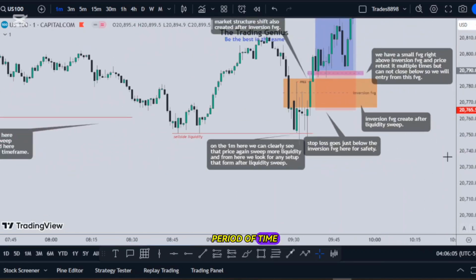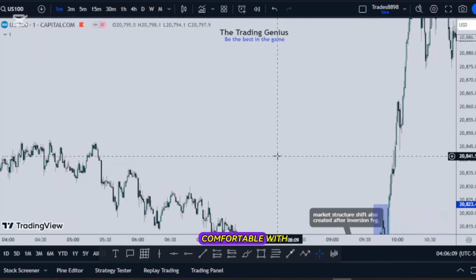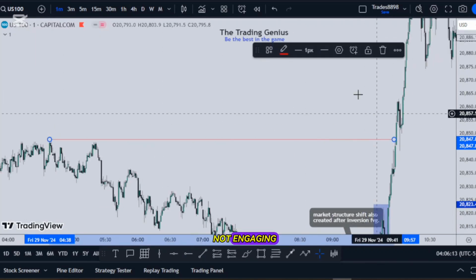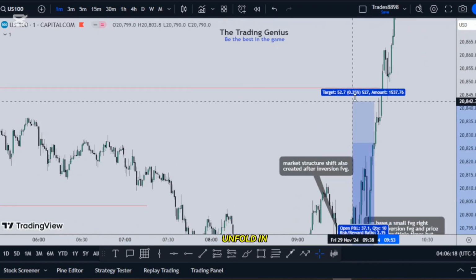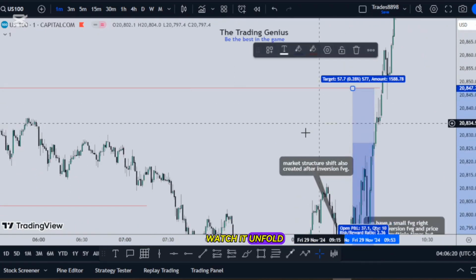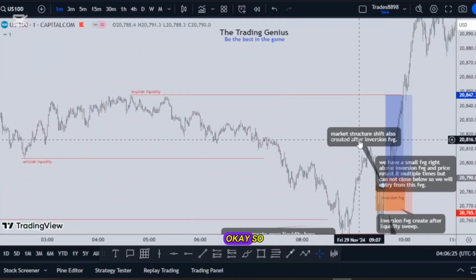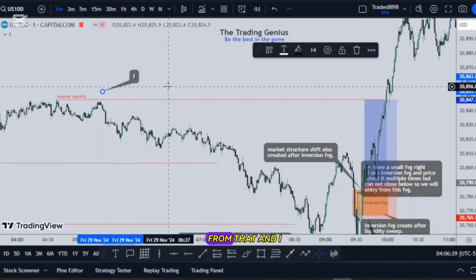And there is a period of time between trades that you have to get real comfortable with. That period between not engaging, when the market delivers something that you've anticipated, but we just watch it unfold in the indices. We watch it unfold in euro dollar index. Okay. So I did things in forex for the crowd that loves forex and know me mostly from that. And I've stayed true to E-mini S&P. I said I was going to focus on E-mini S&P.